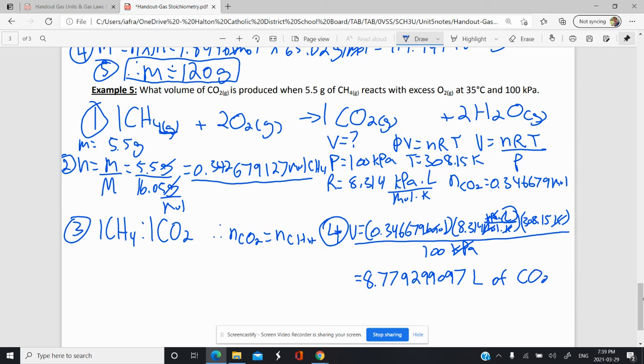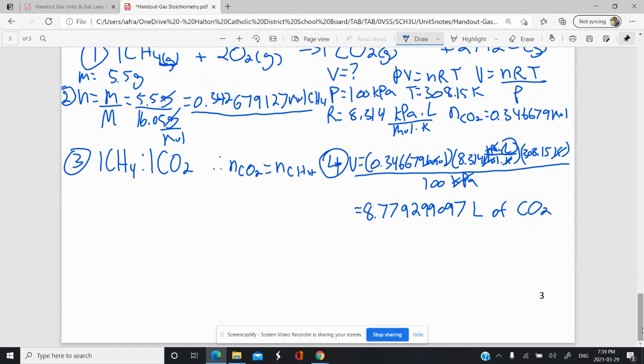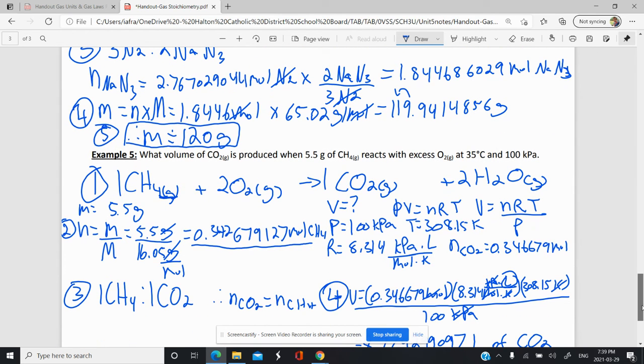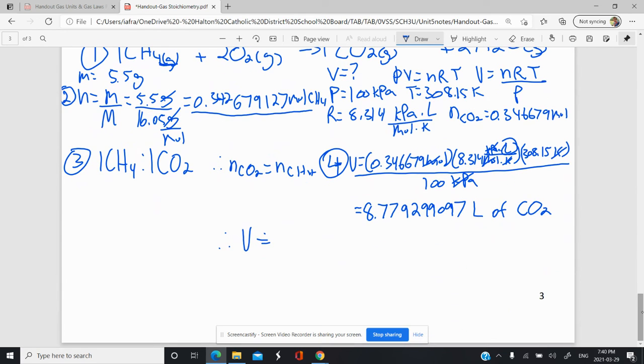And so we have to write our therefore statement with the appropriate number of sig figs. So therefore the volume is approximately, looks like we have 1 sig fig, so 1 significant figure. We can round this up to 9. Approximately 9 liters of CO2.